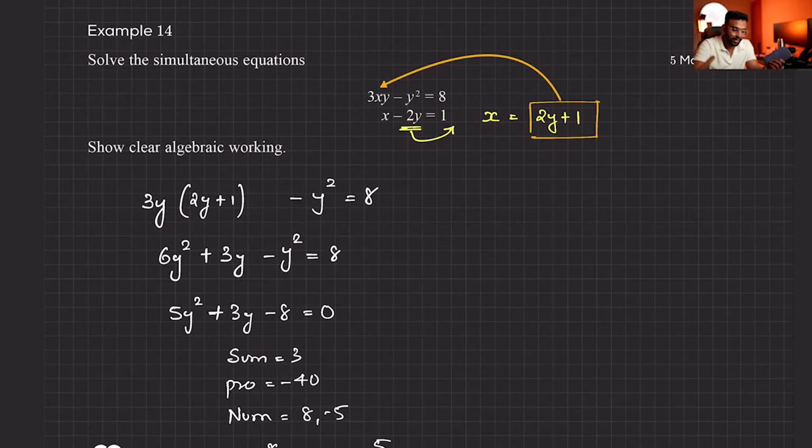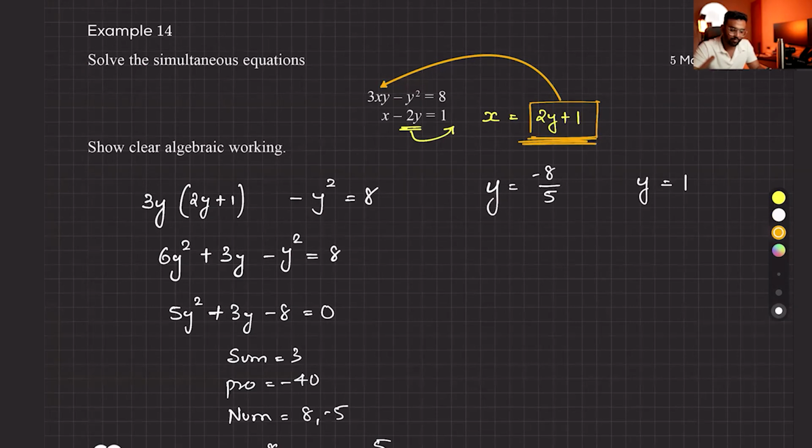I made a mistake here. I wrote x. They are not x, they're y's. Yes, absolutely. All right, now what to do? So we found y as minus 8 by 5, and we also found y as 1. Now we will substitute back again for x. So we will use this equation for now. So x is equal to 2 times minus 8 by 5 plus 1, and x is equal to 2 times 1 plus 1. X is 3 here, and over here is 16.